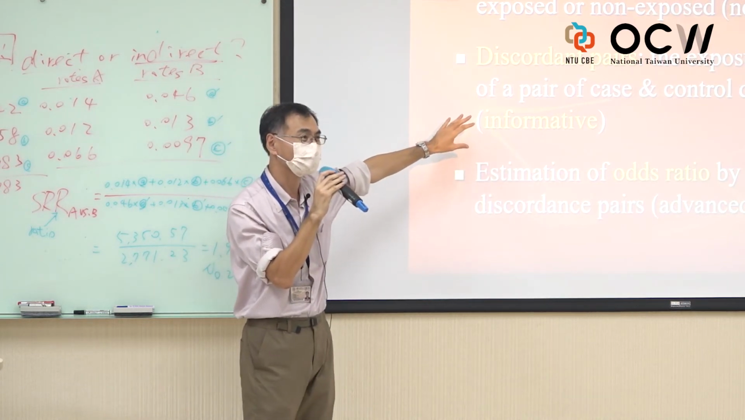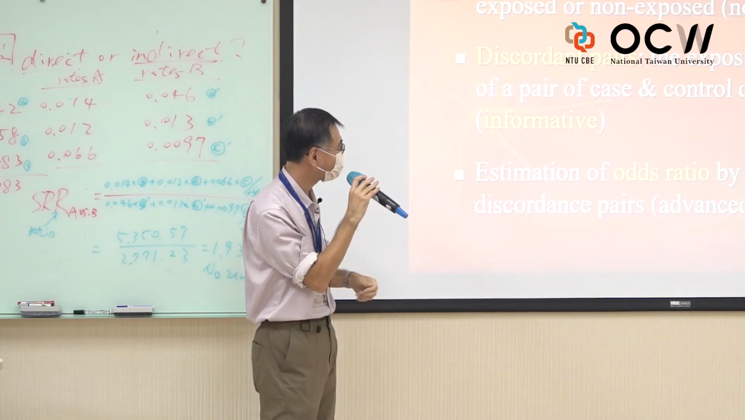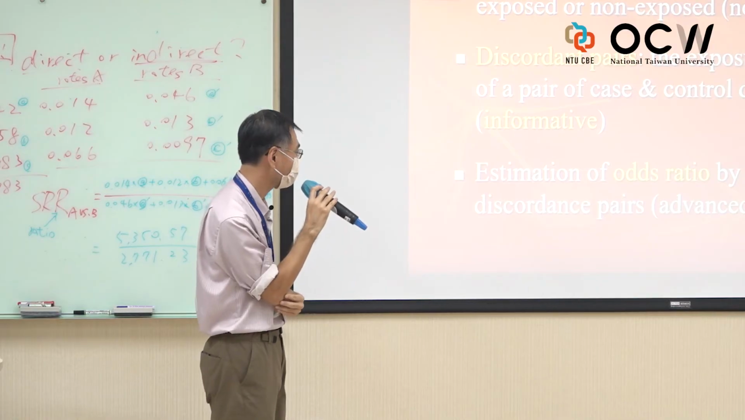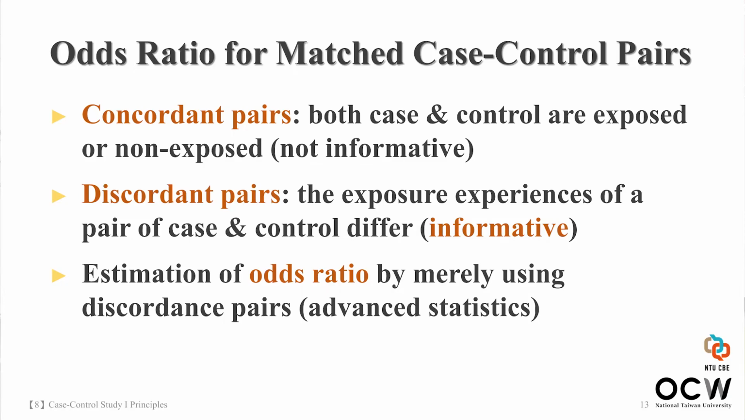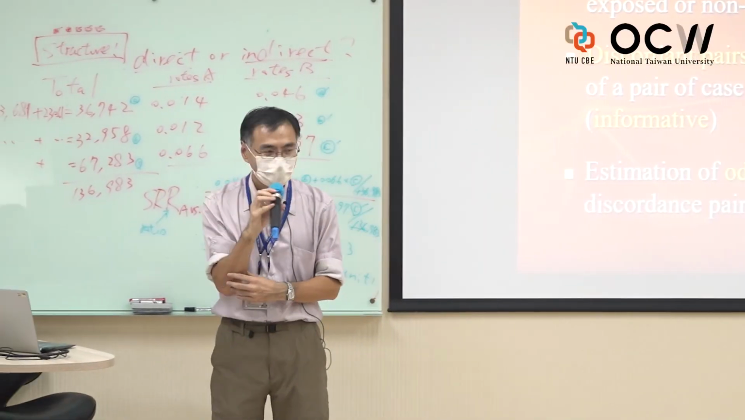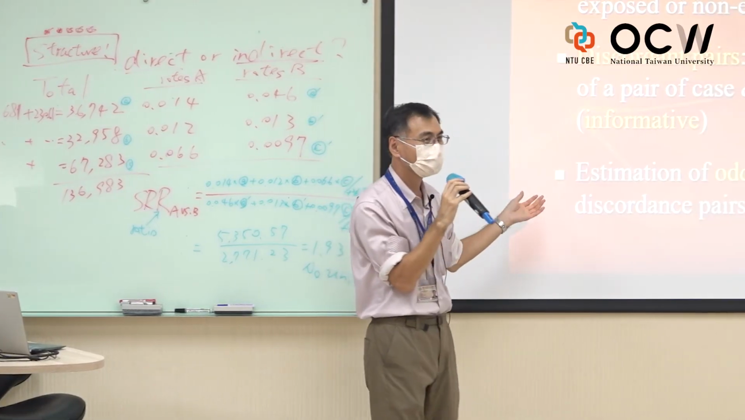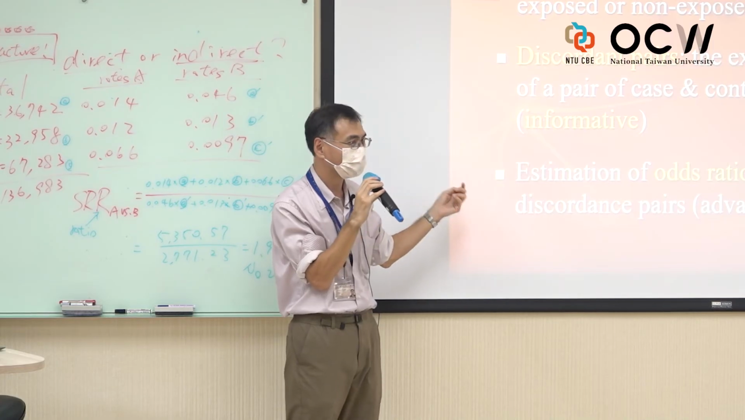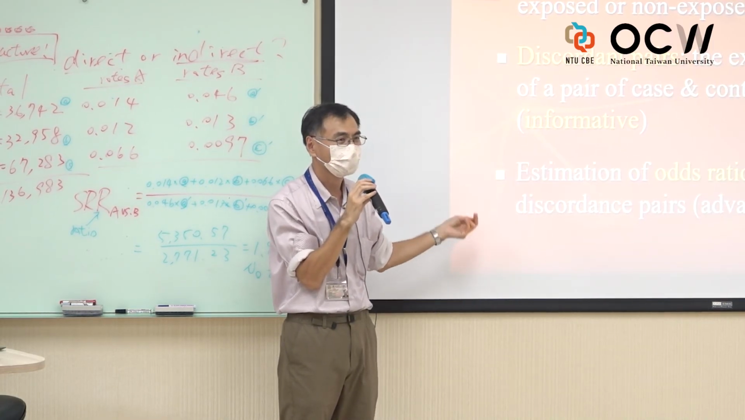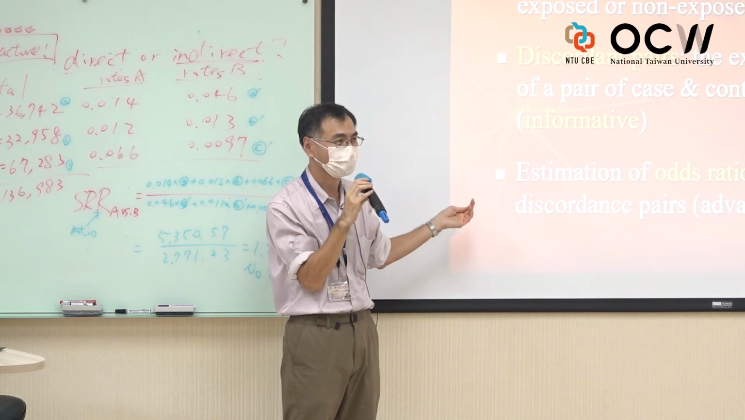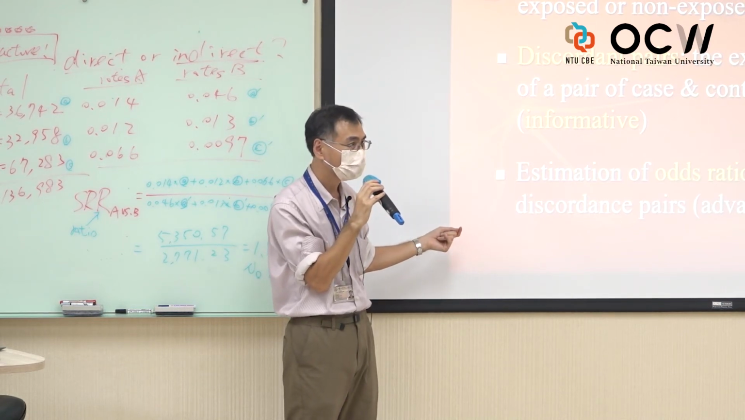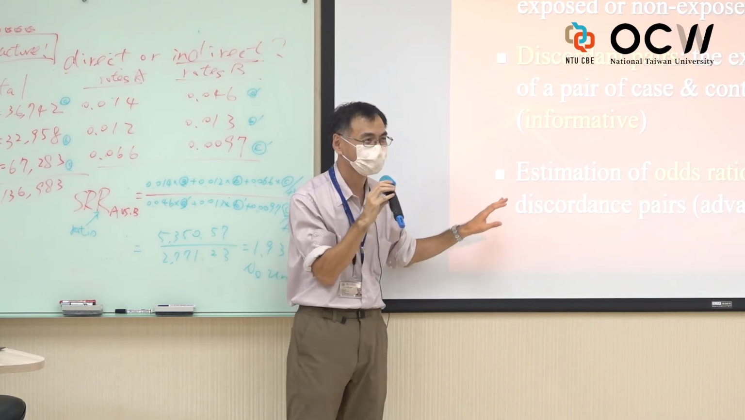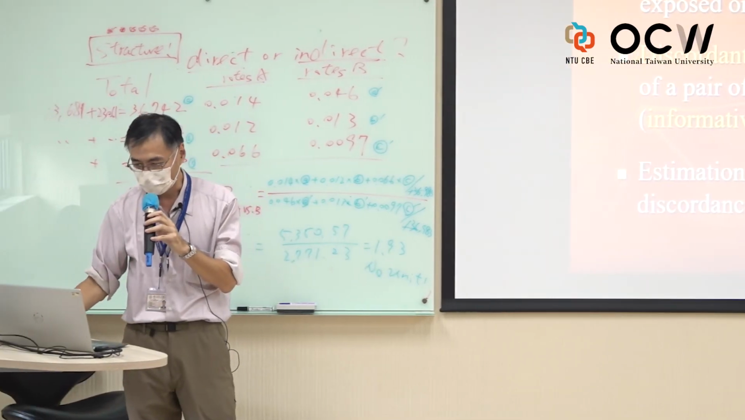It's not AD over BC, it's just B over C. So it's even easier in terms of the number of calculations. Then we could estimate the odds ratio by the discordant pairs. That's the so-called advanced statistics. For this kind of univariable analysis, we use McNemar's test. If you use modeling, you might need to use conditional logistic regression rather than regular logistic regression. But you don't need to worry too much about that. It's not covered in the final exam.